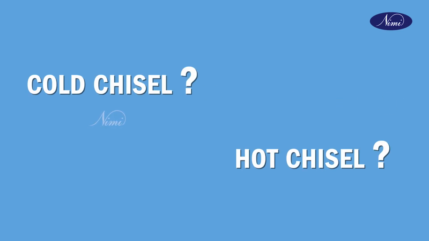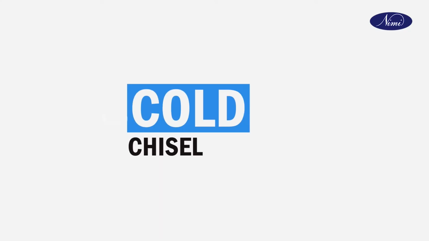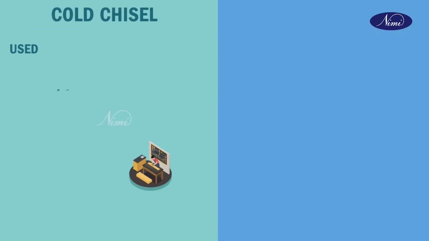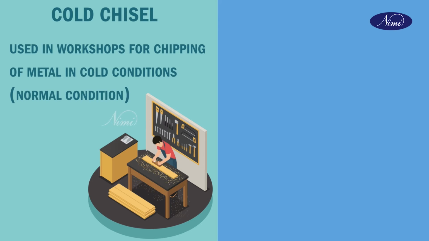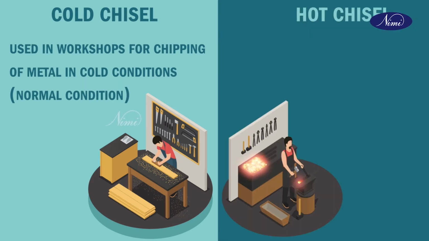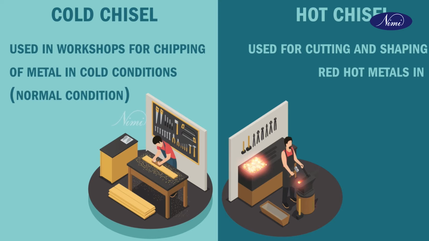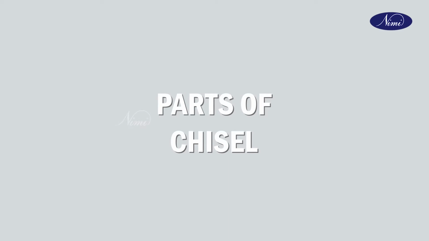What is meant by cold chisel and hot chisel? First we will see the cold chisel. Cold chisels are generally used in workshop for chipping metals in cold condition, namely normal condition. Next, hot chisel. Hot chisel is used for cutting and shaping red hot metals, especially in blacksmithy workshop.